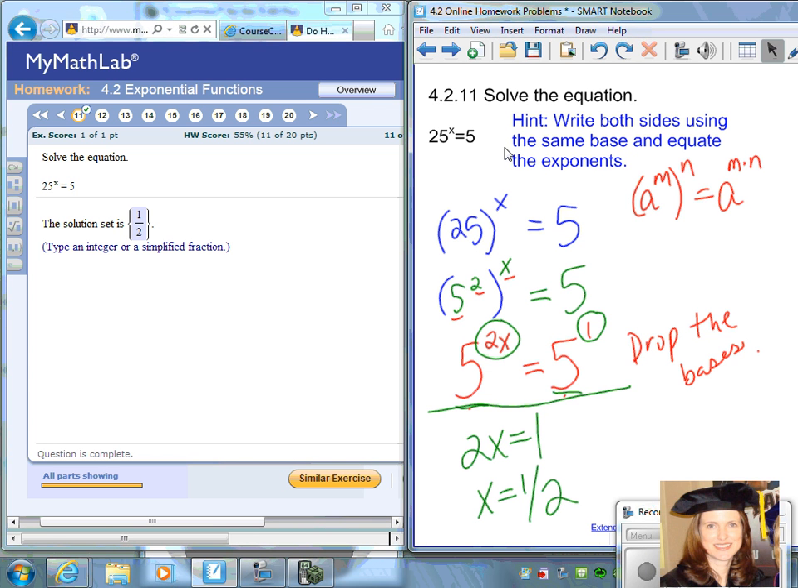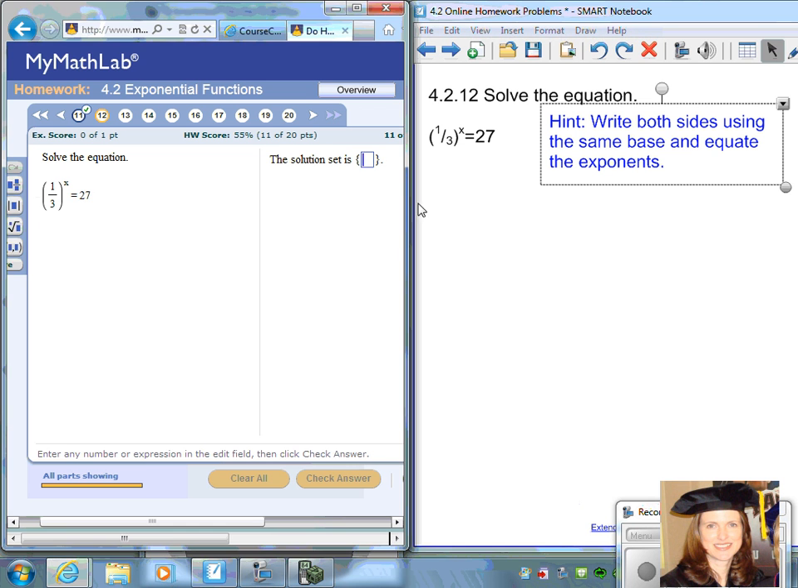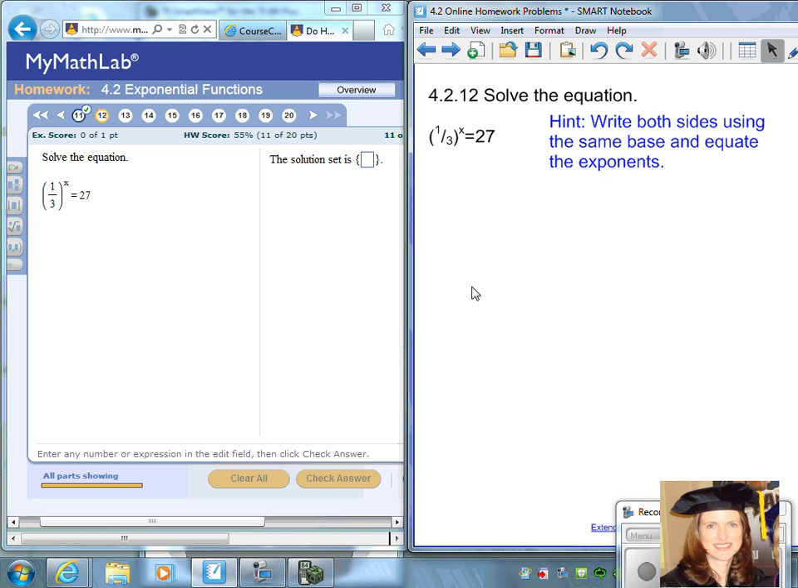Now, the next few problems are going to be done the same way. The key to doing these is to look for common bases and use properties of exponents to simplify and equate the exponents. Let's look at number 12. We have 1/3 to the x power is equal to 27.